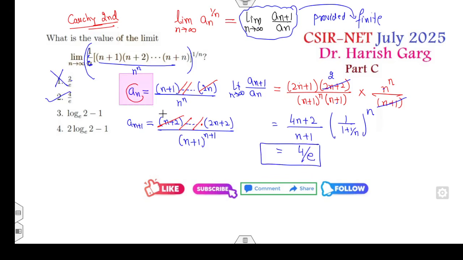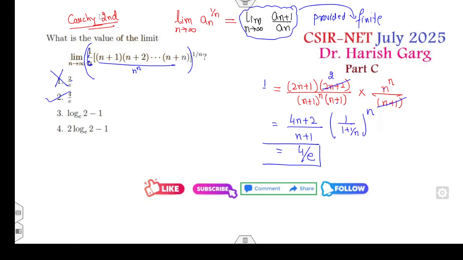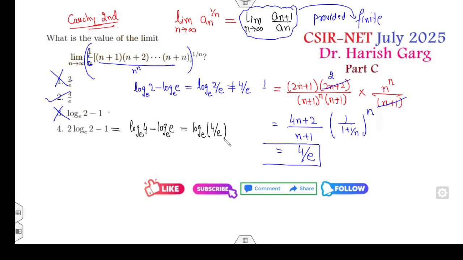But because this is part C, it may have more than one correct option. We can see about the third option. I can write 2 as a log to the base e. Fine. I can write this number as log_e 2 over e, which is not equal to 4 over e. So the third option is cancelled. For the fourth option, I can write this number as log_e 4 minus log_e e. Again, I can write this number as log_e (4/e), which is not equal to 4 over e. So the fourth option is also cancelled. The only right option is the second option.